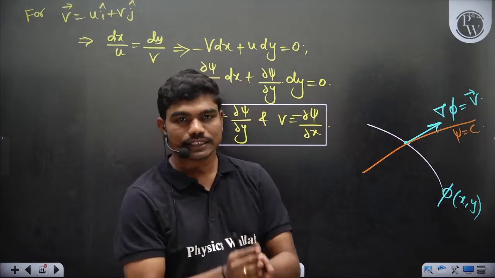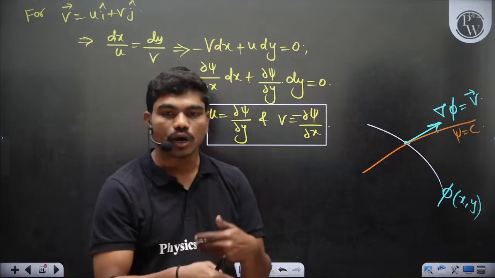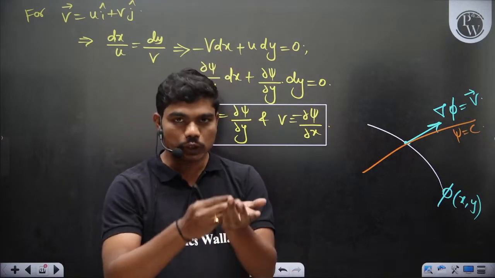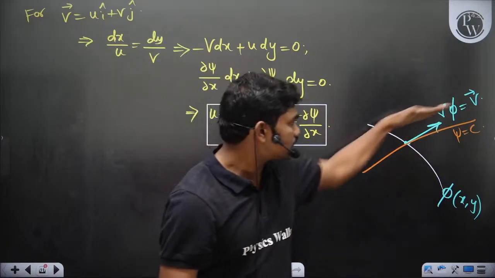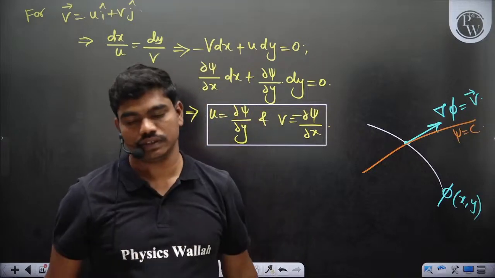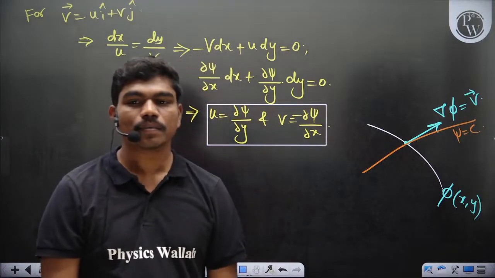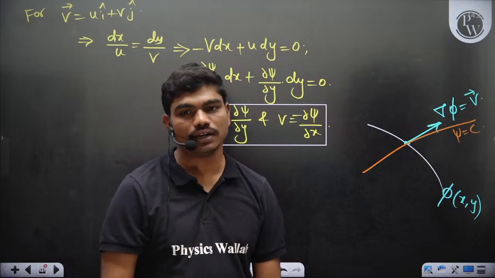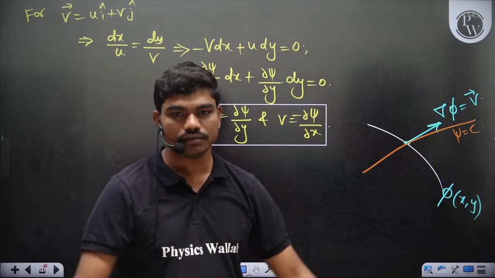Velocity is given by the gradient of the scalar point function. V is equal to grad phi. So gradient geometrically means it's a normal to the surface. So for one curve, this vector is a normal. For another curve, this vector is a tangent. Then what should be the angle between those two curves? What is the angle between tangent and normal? 90. That's all.